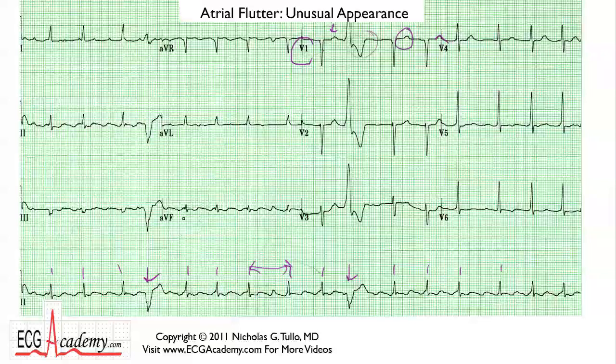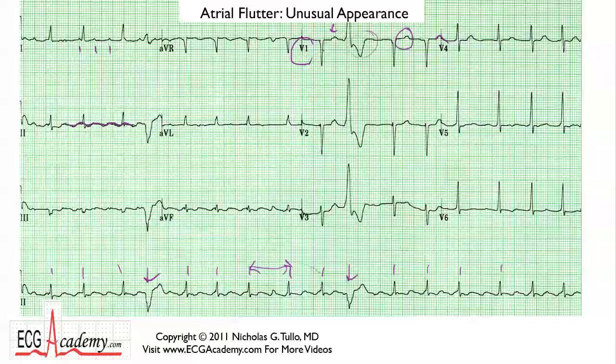You have to look for patterns in the underlying baseline. Essentially, ignore the QRS complexes and try to see what's happening underneath them. If you do that, you'll be able to see these little bumps in lead 1, and you'll be able to see this kind of sinusoidal pattern. It looks like a sine wave.